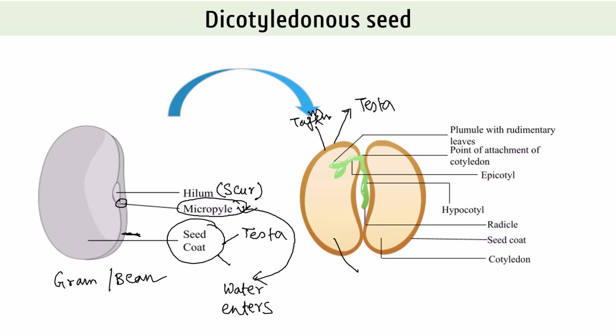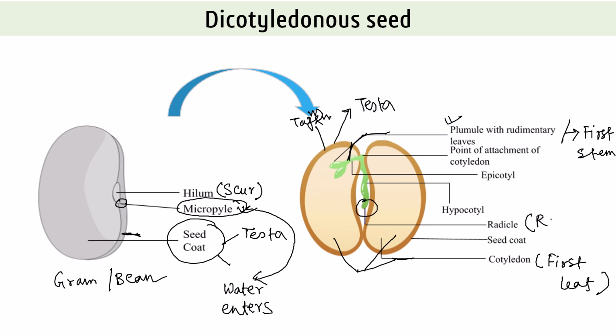These two are the cotyledons. The cotyledon is the first leaf of the seed. And this is the plumule, the first stem. This is the radicle. From the radicle, roots are produced.